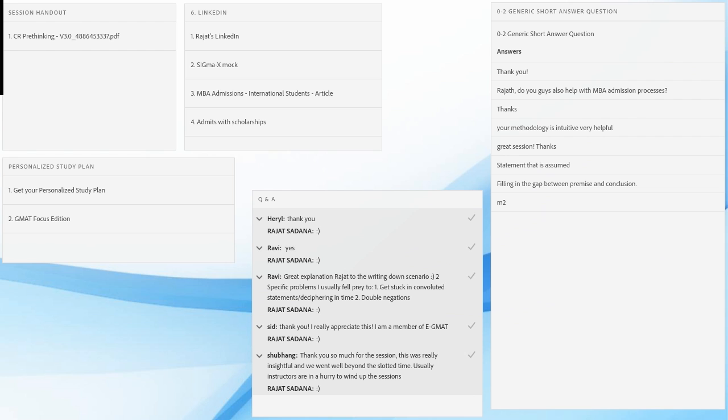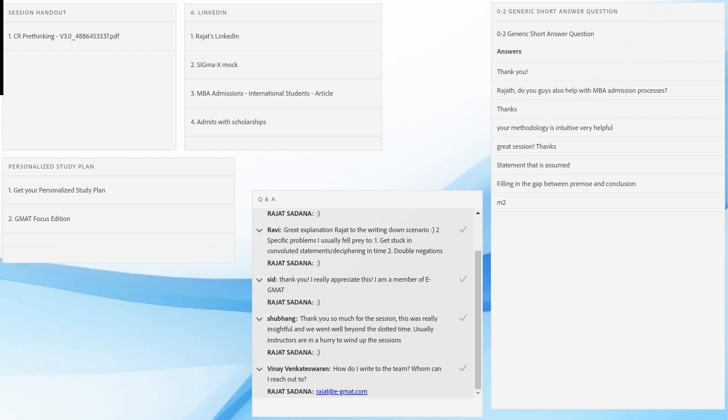How do you write to the team? You can write to me directly at rajat@e-gmat.com or support at e-gmat. For those of you who've just purchased, please go through your onboarding. You have the support IDs. Please go through the onboarding sessions and talk to the folks who are supporting you. Really important: if you can't find help, write to us, please.